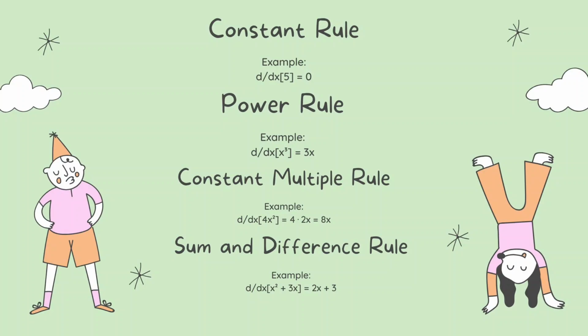Next, we have the sum and difference rule. In the sum and difference rule, we will need to differentiate each term separately. For example, we will differentiate x squared first, and we will get 2x. And next, we will differentiate 3x to get 3. So the answer will be 2x plus 3.